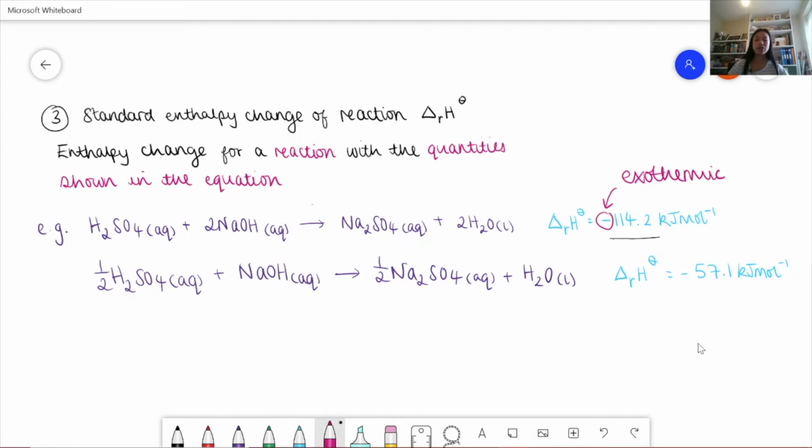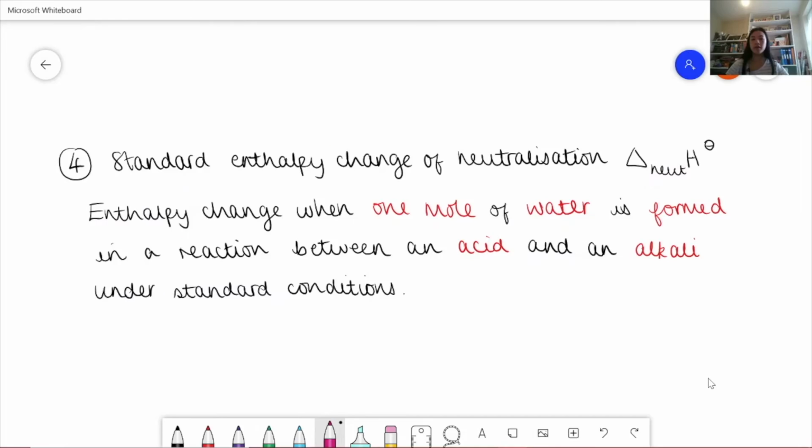This second equation shows the same reaction but with half the moles of each of the substances. So we see that the enthalpy change of reaction is half that of the first one.